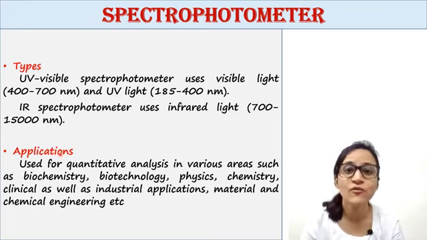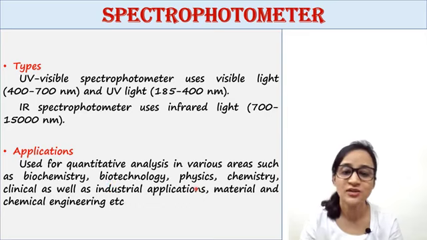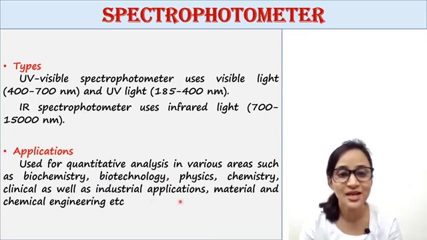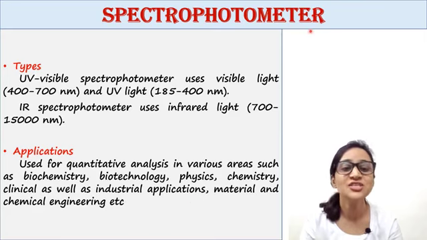Applications of spectrophotometer. A spectrophotometer is used for quantitative analysis in various areas such as biochemistry, biotechnology, physics, chemistry, clinical as well as industrial applications, material and engineering, chemical engineering, etc.